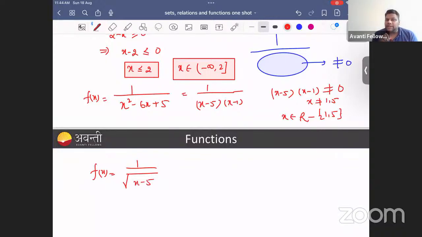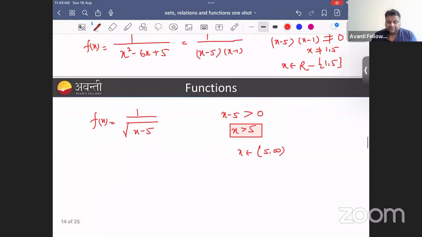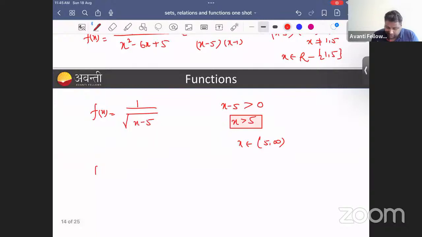Now see, this x minus 5 is inside the under root as well as it is in the denominator. Because of the under root, it has to be greater than or equal to 0. Because of the denominator, it should not be 0. So to find the domain, x minus 5 is more than 0. Here equality won't occur. So x minus 5 more than 0 means x is greater than 5. So domain is x belongs to (5, infinity), excluding 5. Got it?